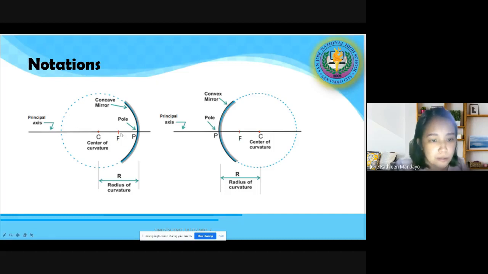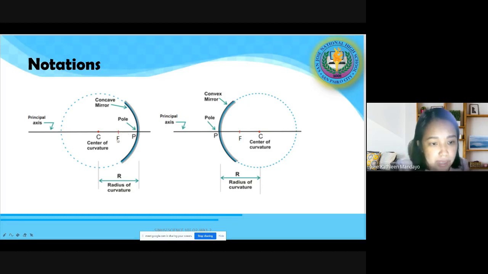So, from the mirror, we have here a point that is intersecting the principal axis. We call this the pole. For other references, sabi ko nga, you can read them or you can see them as the vertex. So, wag malilito, pole at saka vertex would be the same. And then, of course, having a circle, it has a center here that gives us the distance of this point to the mirror as the radius.